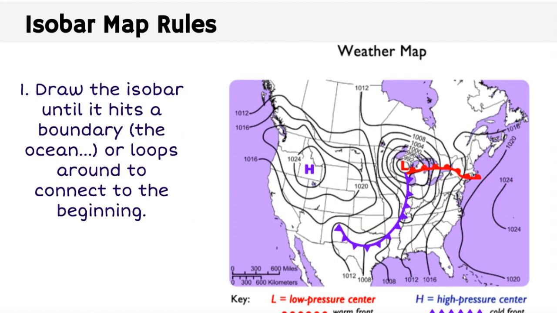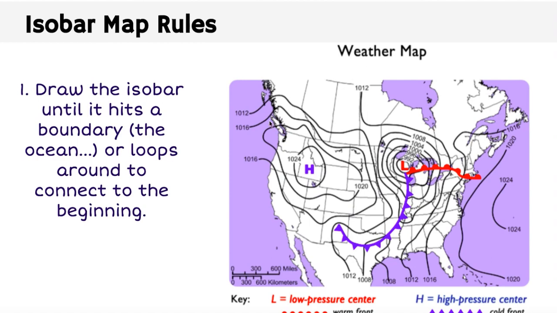So there's some rules to making these isobar maps. We're going to look at what those rules are before we get started on actually making one. First, you're going to draw the isobar until it hits a boundary. So notice here, when this 1016 hits the ocean, it stops. It does not go around and connect to this 1016. We hit a boundary. And in our case, let's try to stay inside the US.